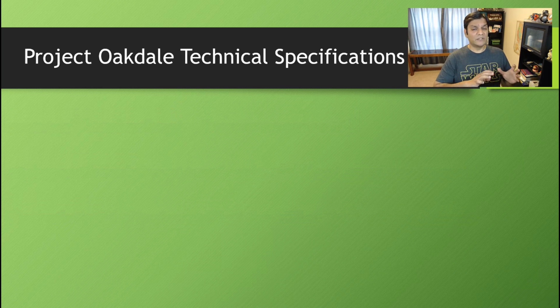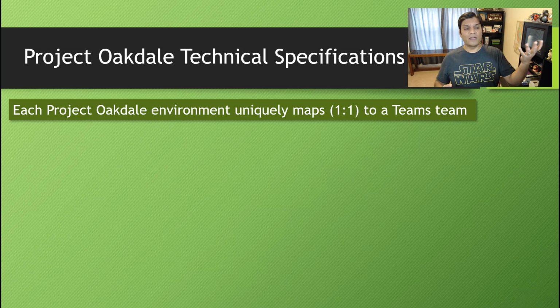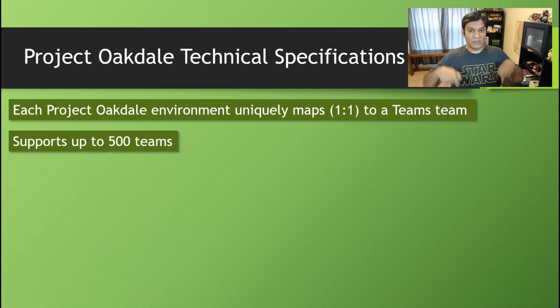So let's jump into the technical specifications of it. And this is where I'm going to actually answer a few good questions. Now, the first technical specification is that every environment that Project Oakdale creates uniquely maps one-to-one to a Teams team. What that means is you create a team, and if you start using Project Oakdale there, it automatically spins up an environment, and that one team will have that one environment. So it's a very one-to-one mapping, and it works very seamlessly, and it's very easy to manage. The second thing is, right now in the preview phase, it supports up to 500 teams. That may change when it goes public, but right now in preview, 500 teams is the number.